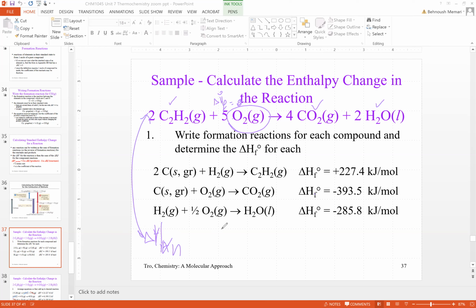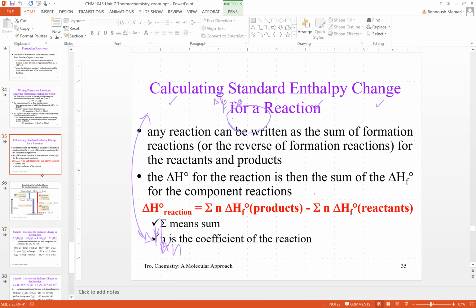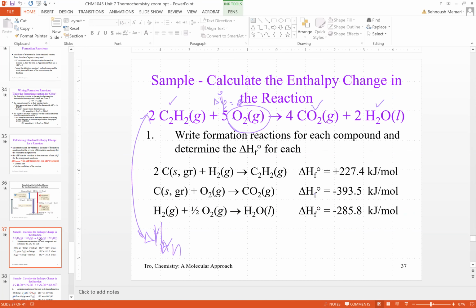you want to add all the products and the reactants. What are the products here? You have the products minus the reactants. So we want to make sure it's going to be the sum of n times delta H formation of products minus the sum of n times delta H formation of reactants.